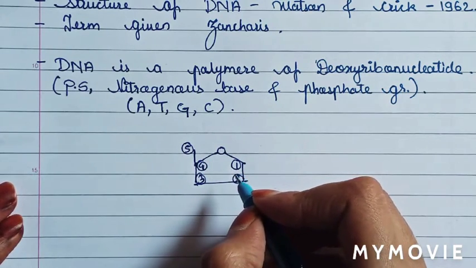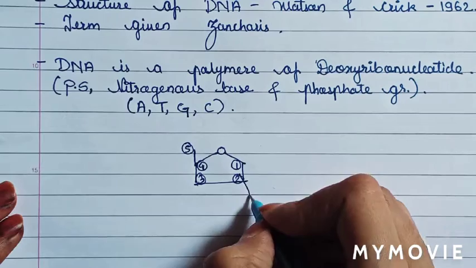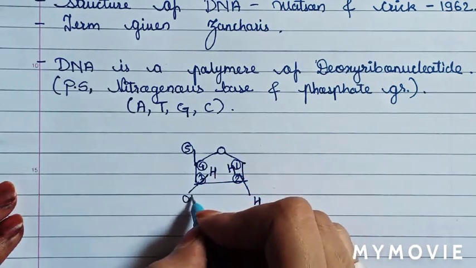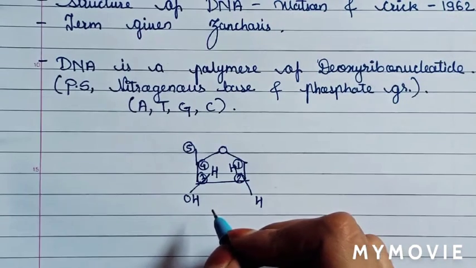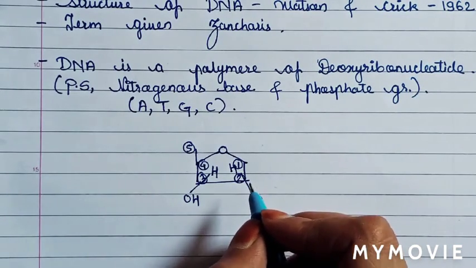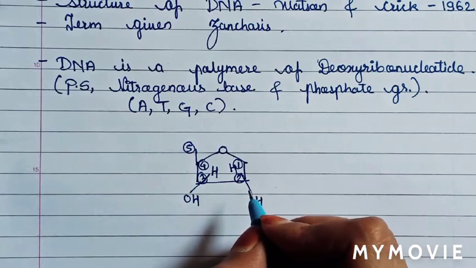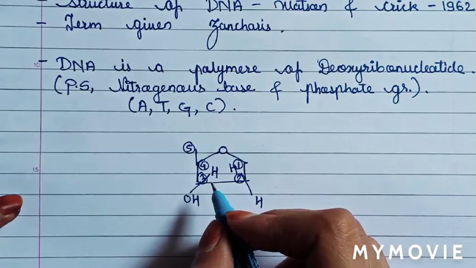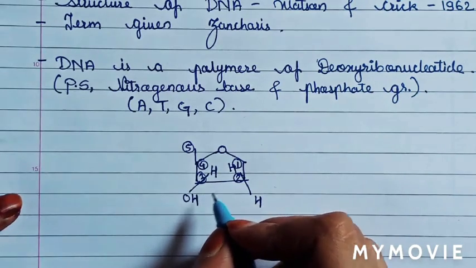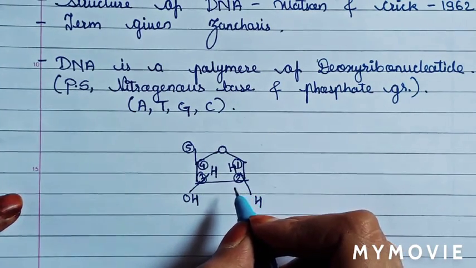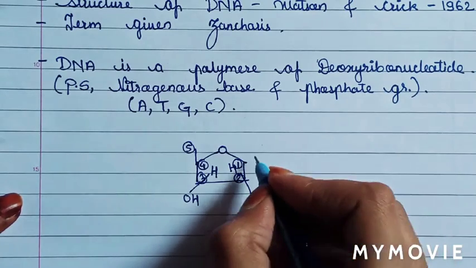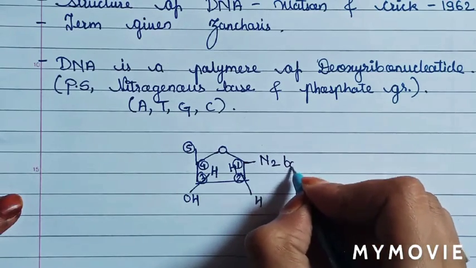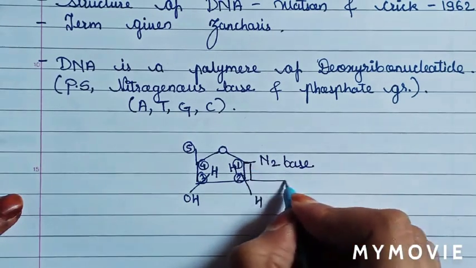If we are talking about deoxyribose sugar, then there will be double H here, and here the functional group is attached. And if we are talking about the ribose sugar, then at the second carbon and third carbon there will be the functional group. So we are talking about the deoxyribose sugar. At the third carbon there will be a functional group, and at the second carbon there will not be a functional group present.